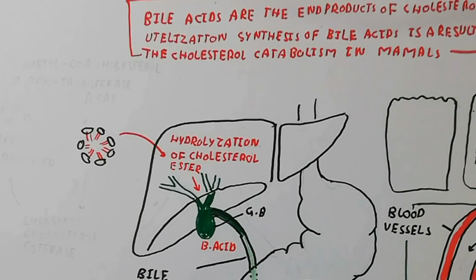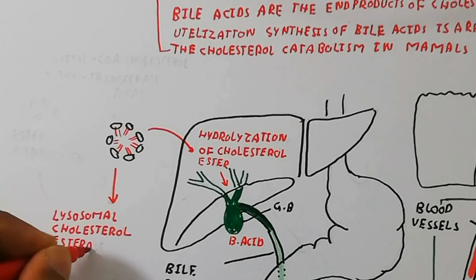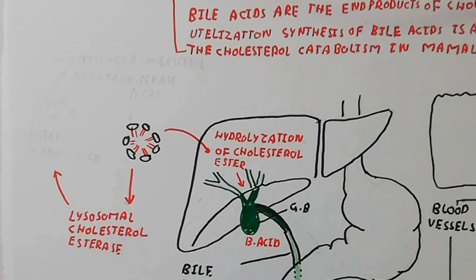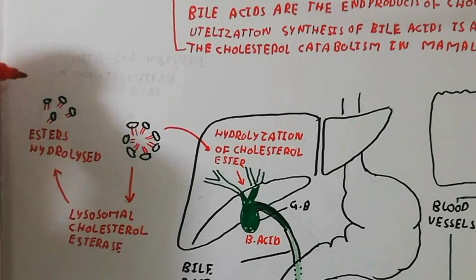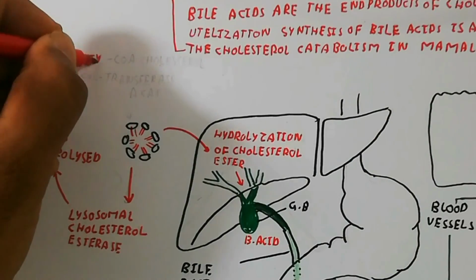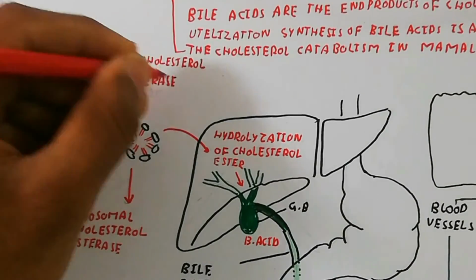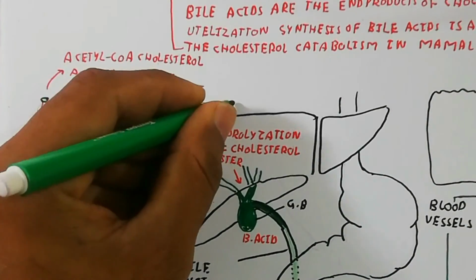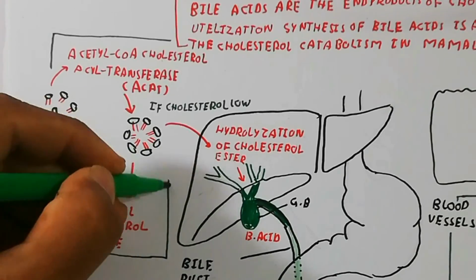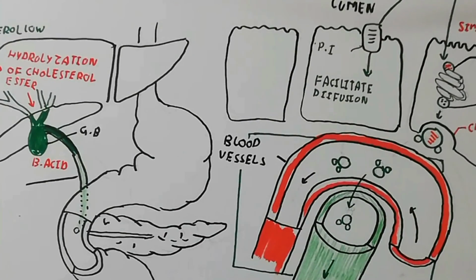Here is the hydrolysis of cholesterol ester, called de-esterification, and the de-esterified cholesterol goes into bile acid. For example, lysosomal cholesterol esterase converts the ester by hydrolysis. That is the lysosomal cholesterol esterase enzyme used for it, and acyl-CoA cholesterol acyltransferase, ACAT, is responsible for the re-esterification of cholesterol. That cycle occurs in the liver if there is too much. So there is homeostasis in this sense.